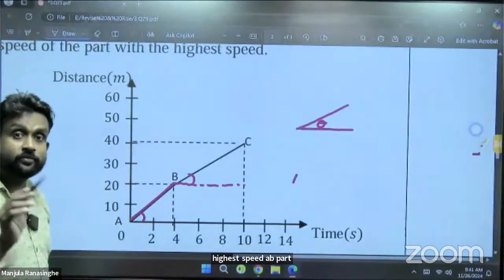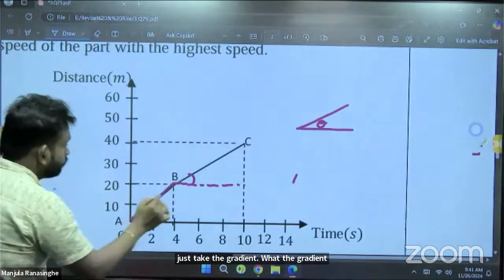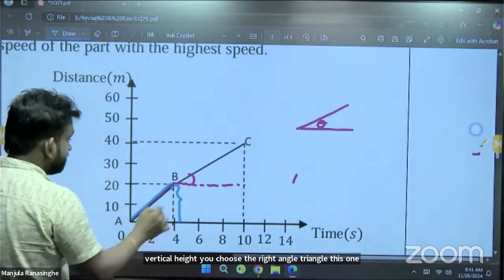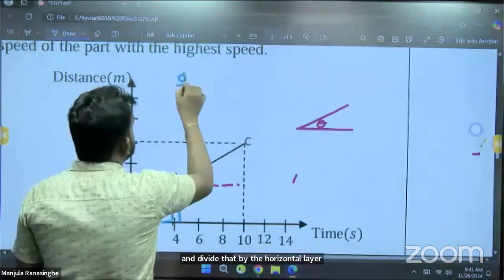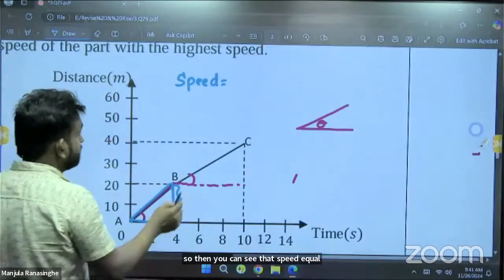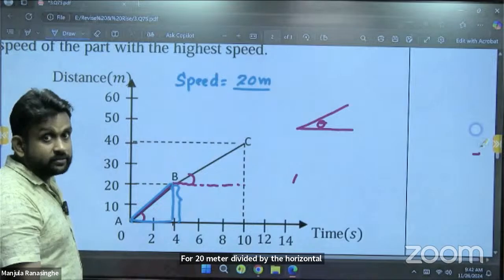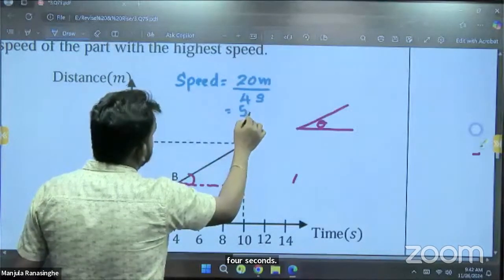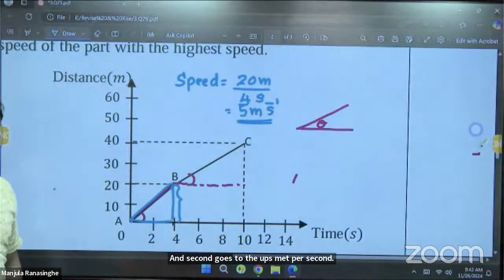Then how to find the speed of such parts? Just take the gradient. What does the gradient say? The gradient is the vertical height divided by the horizontal length. You choose a right angle triangle, this one, and take the vertical height and divide that by the horizontal length. So speed equals the vertical height. What is the vertical height here? In meters, 20. So 20 meters divided by the horizontal length, which is 4. What is the unit? 4 seconds. So now 20 upon 4 is 5 meters per second. Keep the unit. So what is the answer? 5 meters per second.